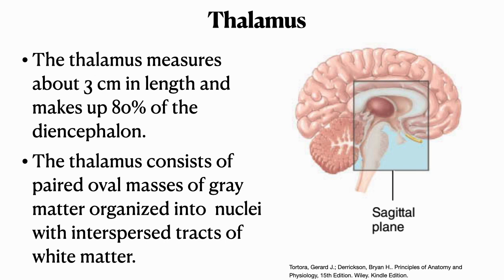Now let's look at the thalamus. If we measure the thalamus, it's about 3 centimeters in length, and it makes up 80% of the diencephalon, so it's the biggest part of the diencephalon. The thalamus consists of a pair of oval masses of gray matter. So there's one thalamus on the left side and one thalamus on the right side. Inside the thalamus, there is white matter traveling.